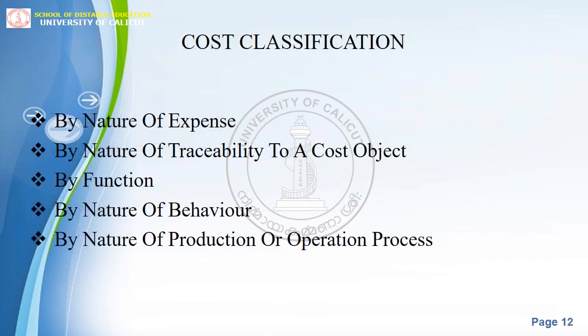As per this standard, the classification of cost may be on the nature of expense or on the nature of traceability to a cost object, or by its function, or by nature of behavior, or by the nature of production or operation process.